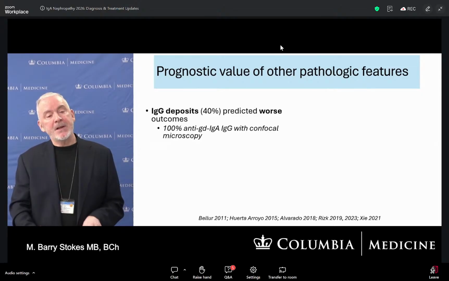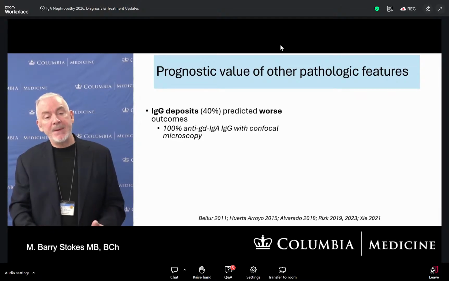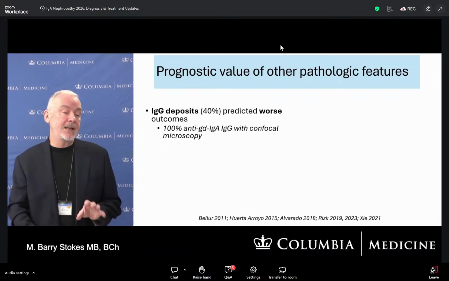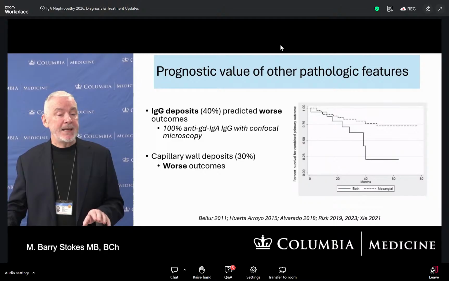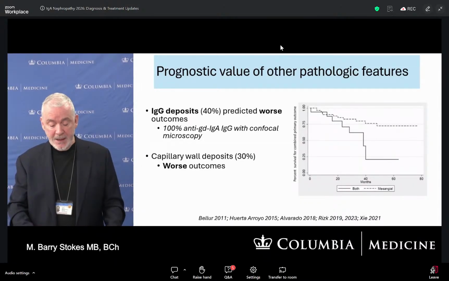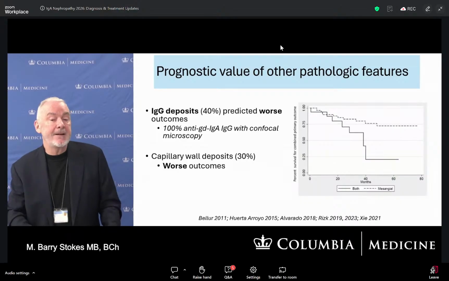However, more recent studies using a more sensitive microscopy techniques such as confocal microscopy show that almost all patients with IgA nephropathy also have IgG in their deposits. So again, this is maybe a predictive factor, but it depends on the type of technique you use to detect the IgG. The presence of capillary wall deposits, that's IgA in the periphery of the capillary loops, those are also a marker of more severe glomerular injury and tend to have worse outcomes.